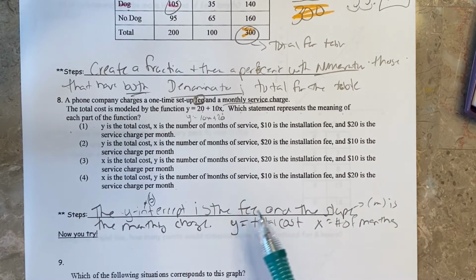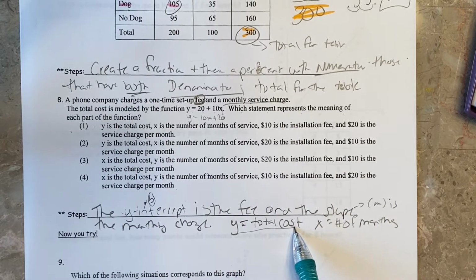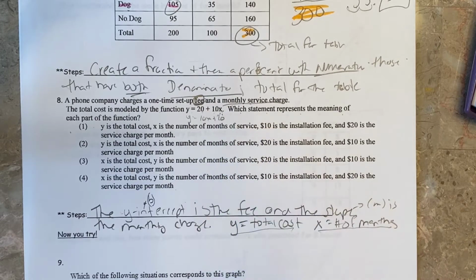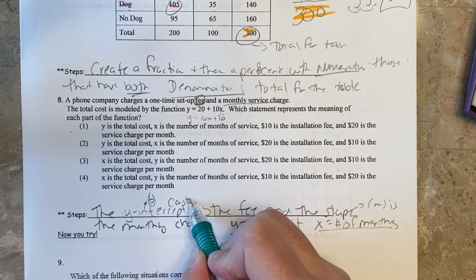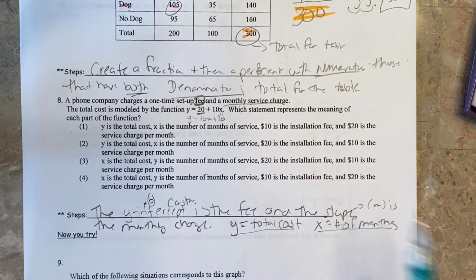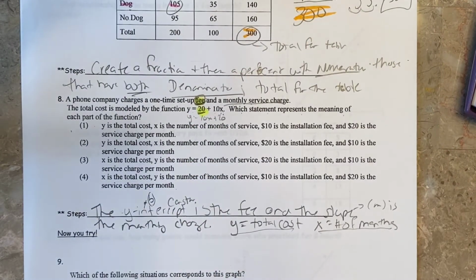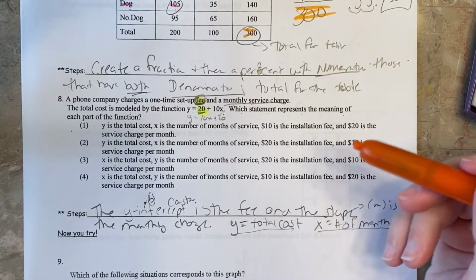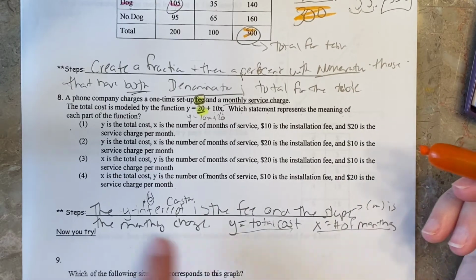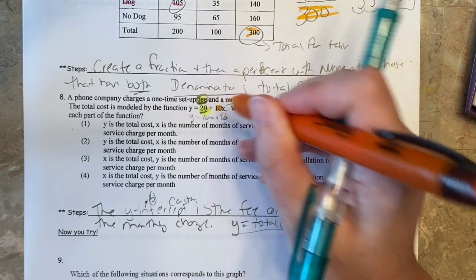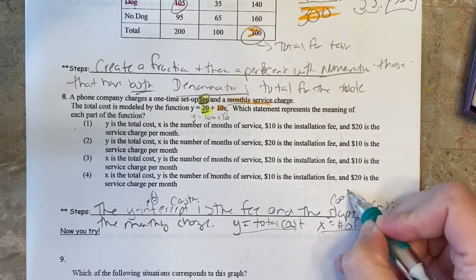Okay, so let's go over this again. So y is the total cost, x is the number of months. Then your y-intercept, which is going to be your constant, that's this number right here. Your constant is going to be your fee. So our fee is going to be our constant of 20. And then your slope, your m, is the monthly charge. So this number, monthly charge, is going to be your coefficient, the number with the x.